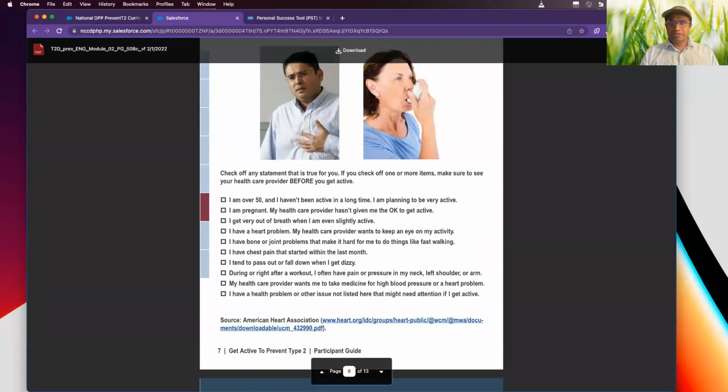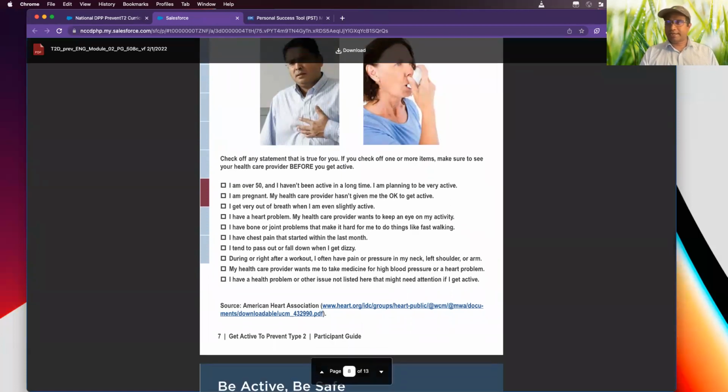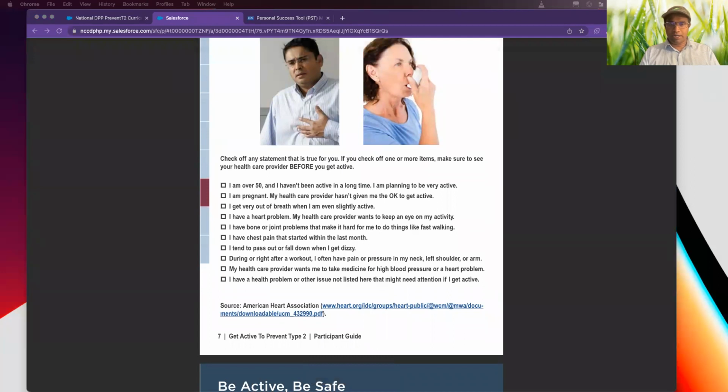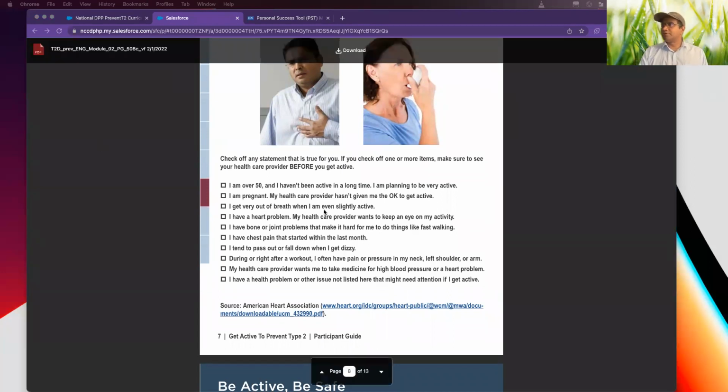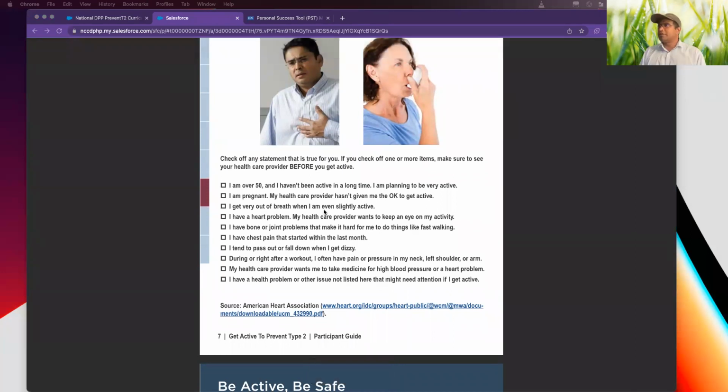Okay, here are some things that we want you to check before you start. If any of these statements are true, I would recommend you see your healthcare provider. If you're over 50, you haven't been active in a while, and you're planning to be very active, I would recommend seeing a doctor. I want you guys to read that.